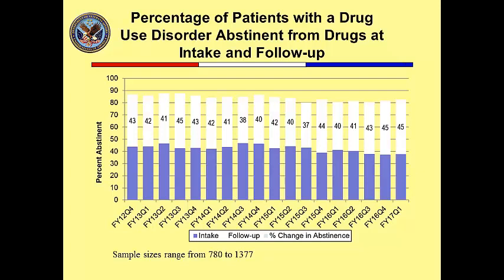And on this slide, it's essentially indicating that among patients with a drug use disorder, about 4 in 10 are abstinent from drugs at baseline, so at the start of the treatment episode. And that abstinence rate rises up to a little bit above 80 to 85% at follow-up.